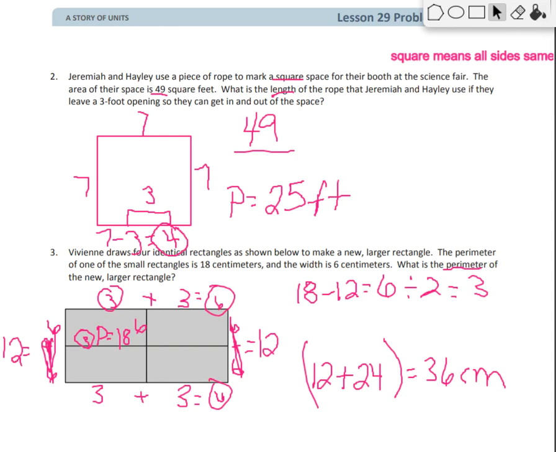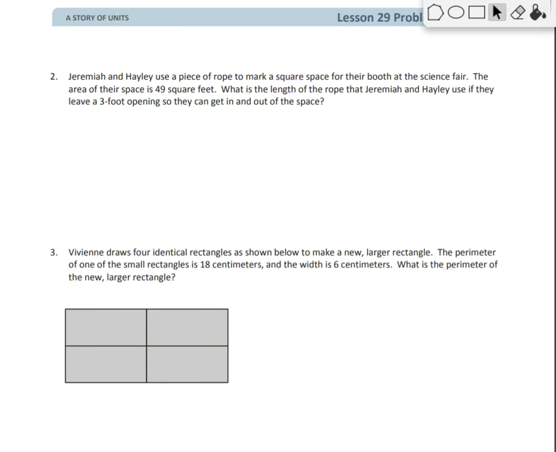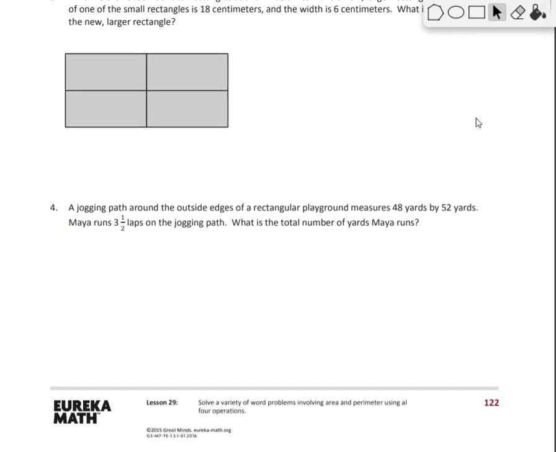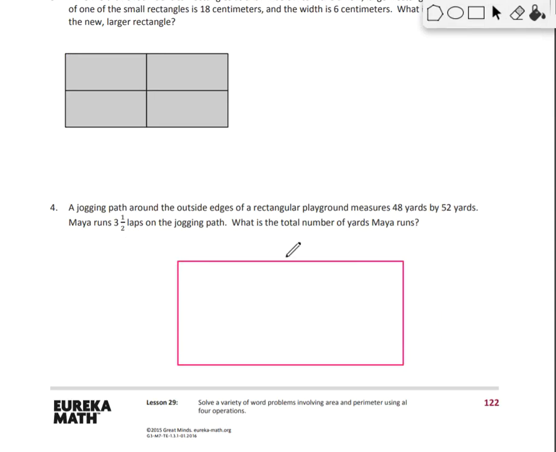Oh my gosh. We have one problem left underneath, so I'm going to erase and come down to it. A jogging path on the outside edges of a rectangular playground. All right, here's my rectangle. It measures 48 yards by 52 yards. Maya runs 3.5 laps on the jogging path. Oh my gosh, the fractions are back again. So don't get freaked out by this. There's actually a very easy way to do this, okay?